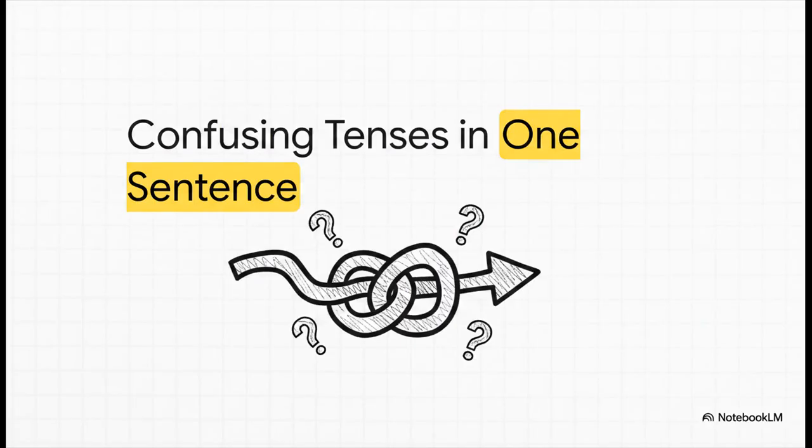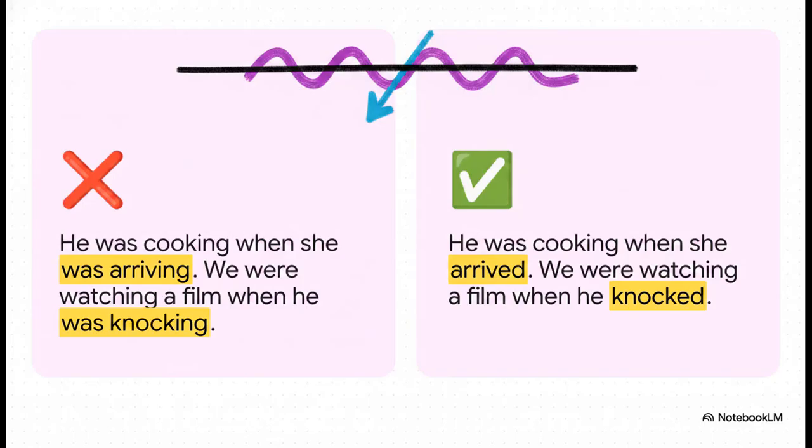Okay, on to the next one. This is such a classic mix-up. When you've got that interruption scenario, one long action, one short one, it's really easy to get confused about which verb gets which tense. Let's make this super simple. The rule is this. The long background action gets the past continuous. The short, sudden action that interrupts it always gets the past simple. So her arriving or his knocking, those are quick moments. They interrupt the longer action.